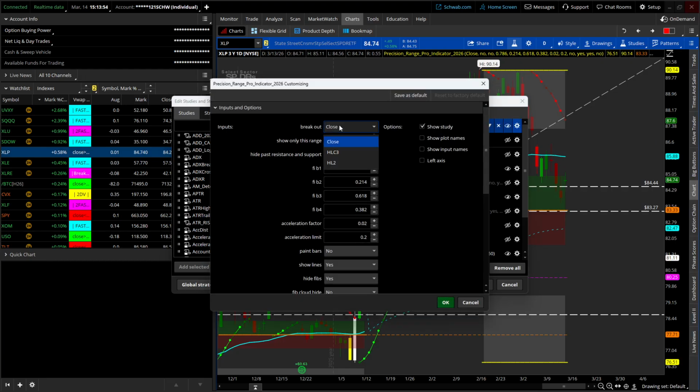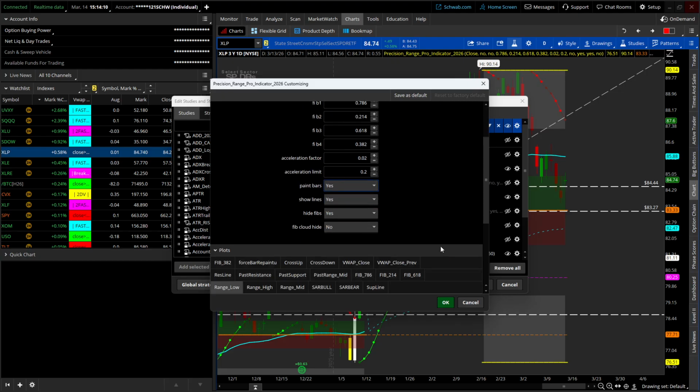So you can choose these for your breaks. You can have the close for your breaks. You have your HLC3, that's basically high, low, close divided by 3, or you can have the midpoint of the actual candle, high low divided by 2. So you could paint these bars as well. You could show the lines. You don't want these lines right here. You hide the fibs, show the fib cloud.